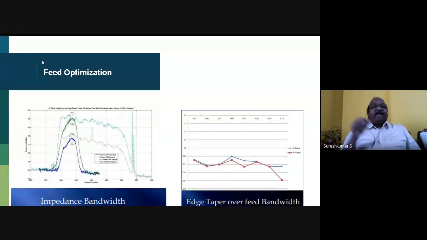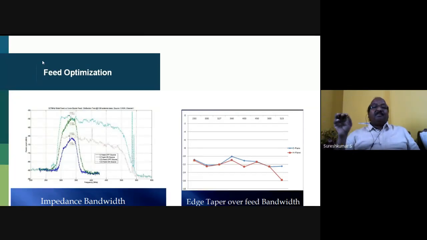Then feed optimization. Once you make a feed, how do you put it in a dish? We first try to optimize for a wider bandwidth in the feed design, but another thing is the taper over the feed bandwidth. You can see in the second graph that around 12 dB, the taper power level is seen over the bandwidth, which is the 250 to 500 megahertz feed.